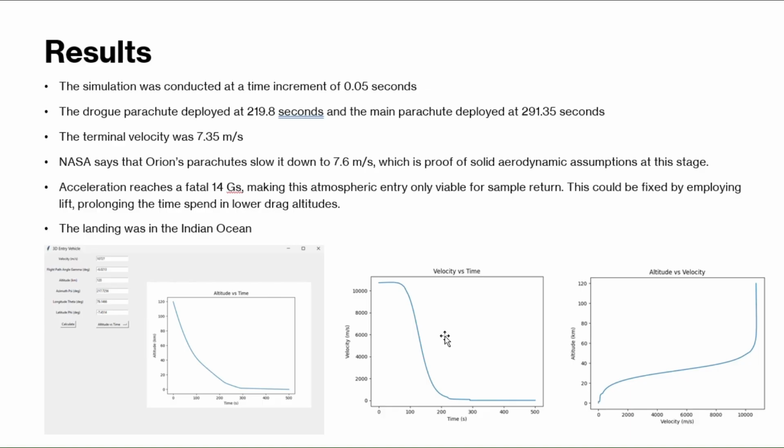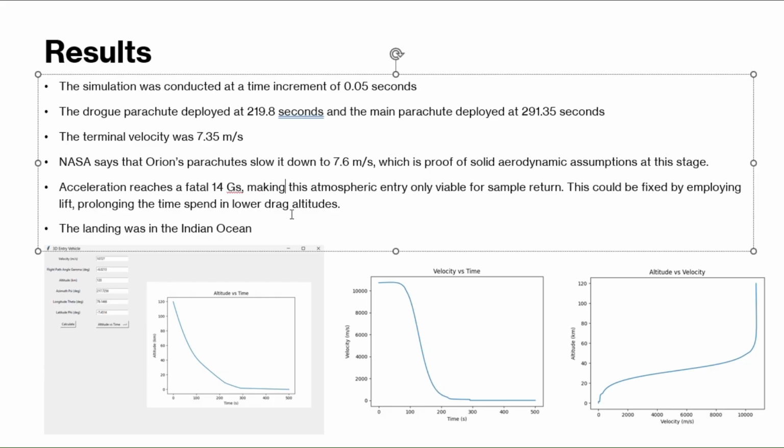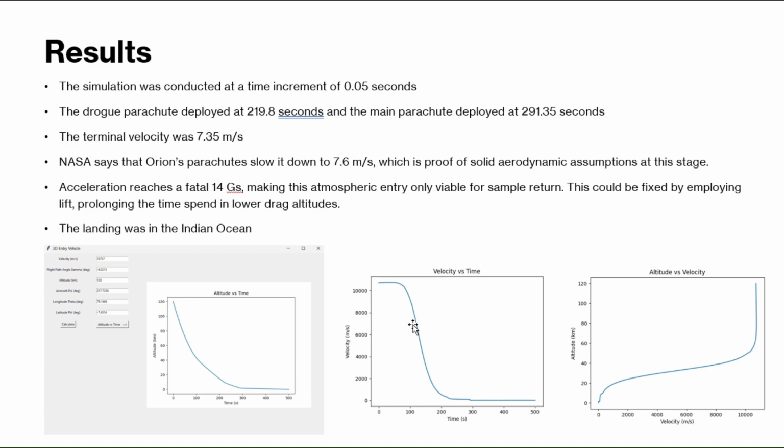The real fatal acceleration that is to be looked at is right here in the hypersonic regime. This would be fatal. It's a sustained 14 Gs during this portion, which is not suitable for human life. This trajectory could only really work for samples or a robotic mission. To fix this, you could use lift to stay in the upper atmosphere for longer, prolonging the lower acceleration seen here, or you could slow down, enter a low Earth orbit. There's a lot of solutions to this, and I plan to explore them in the future steps of this project.